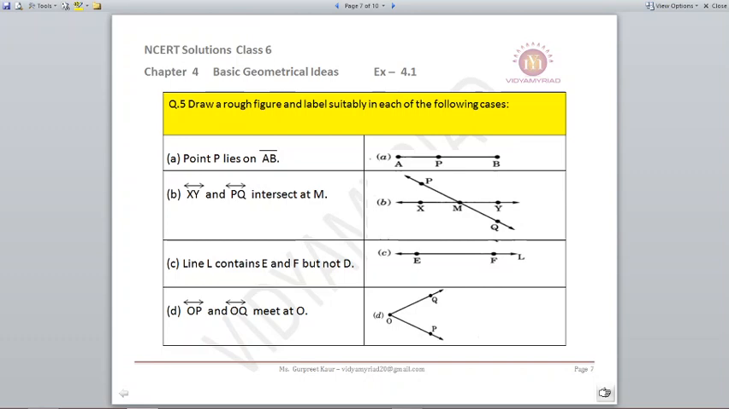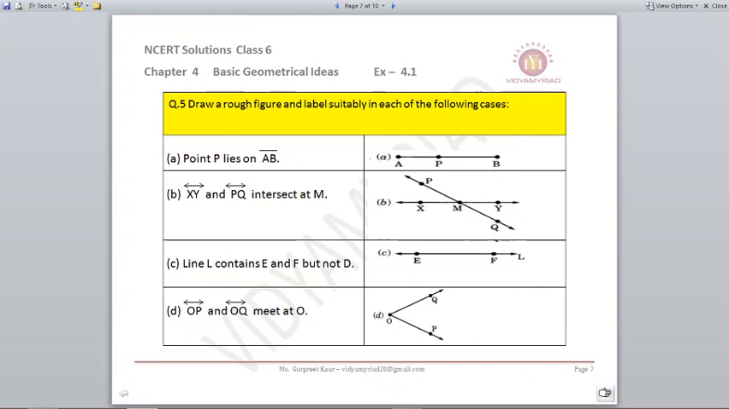Question number 5. Draw a rough figure and label suitably in each of the following cases. Now you have point P that lies on the line AB. So now AB, I have drawn the line segment. If you see, there is P on that line. You can draw it in other ways also, it's your choice.